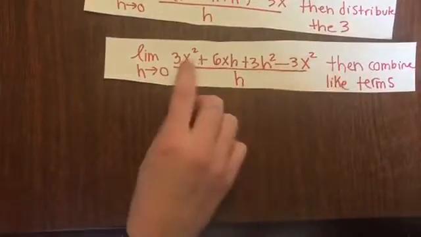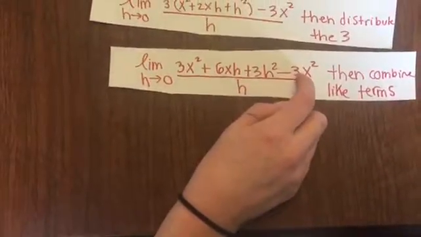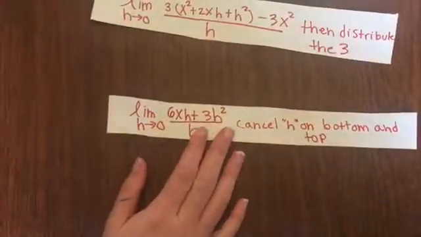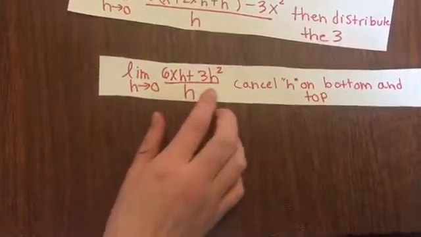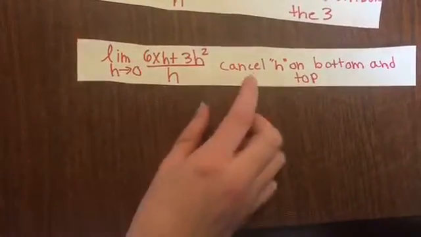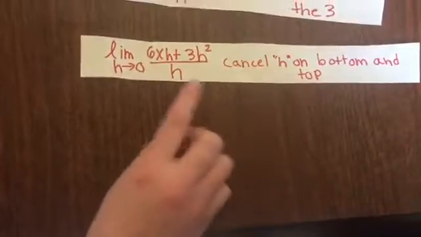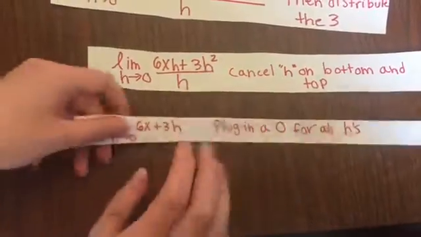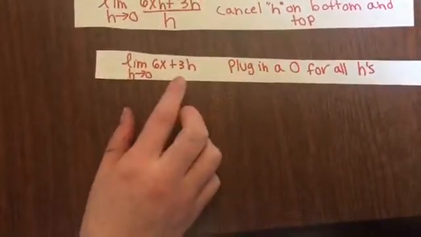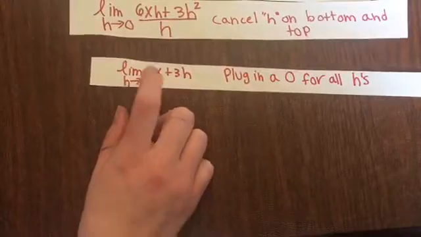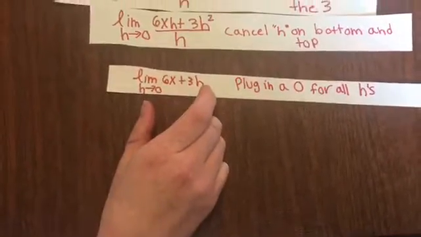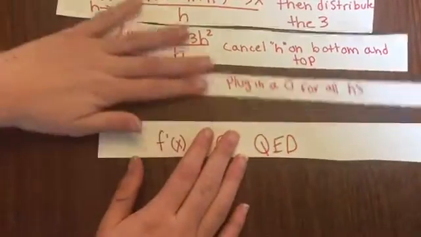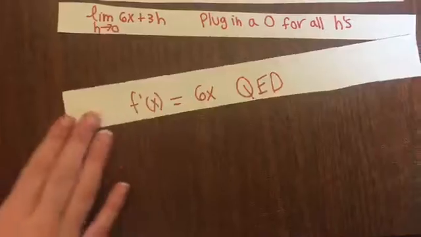Then you're going to combine the like terms, which is the 3x squared and then minus 3x squared, which gives you this, 6xh plus 3h squared over h. And then you're going to cancel h on bottom and top. So you're going to take this h out, and this is going to become 3h. So here we go. And once we've done that, because the h is no longer in the bottom, we can plug 0 in to this equation. And 0 for h just gives you 6x. So the derivative of this equation is 6x.